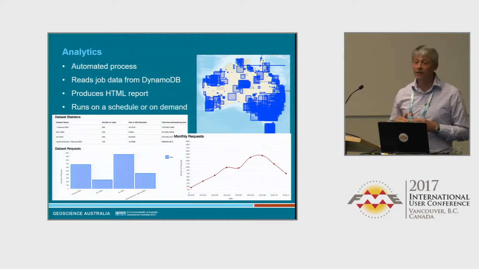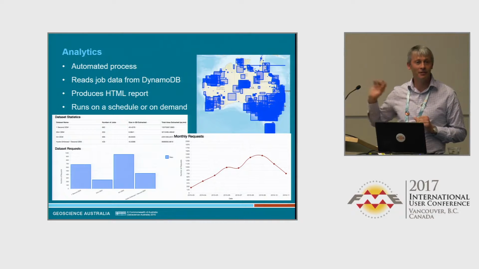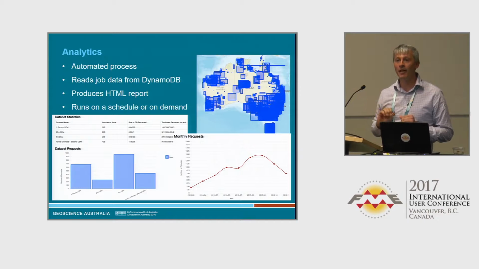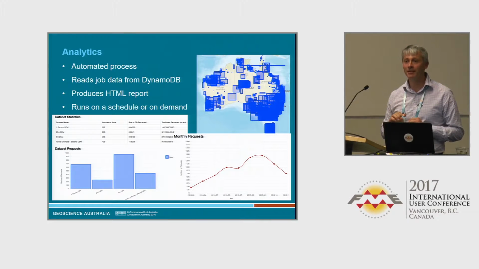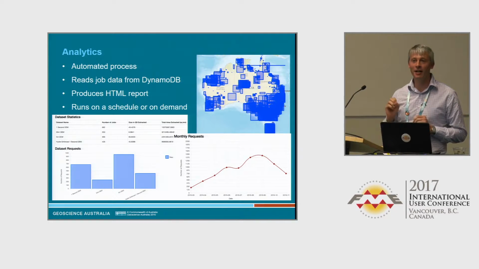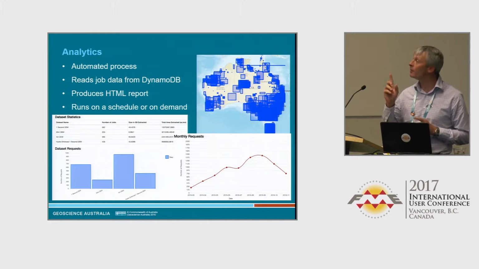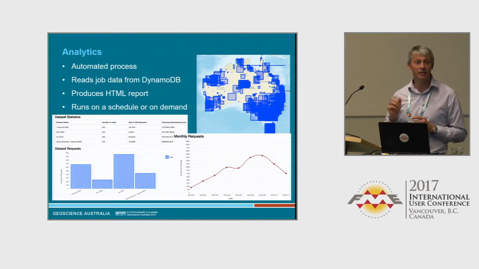But we do lots of things, and managers love this type of stuff. If you're able to represent your data to define impact, they love graphs. The image that I like probably the best from our analytics is the map and all of the bounding boxes of where people have downloaded data.